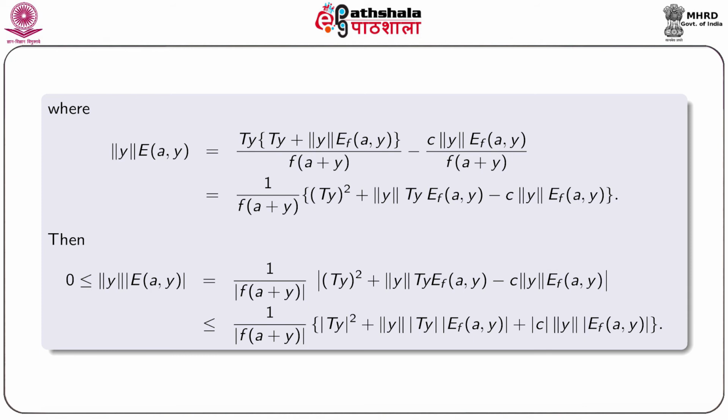Here we apply the triangle inequality twice. So, we have this term less than or equal to 1 upon the modulus of f(a+y) multiplied by the sum: mod (T y) squared plus norm y mod T y mod E_f(a,y) plus mod c norm y mod E_f(a,y).